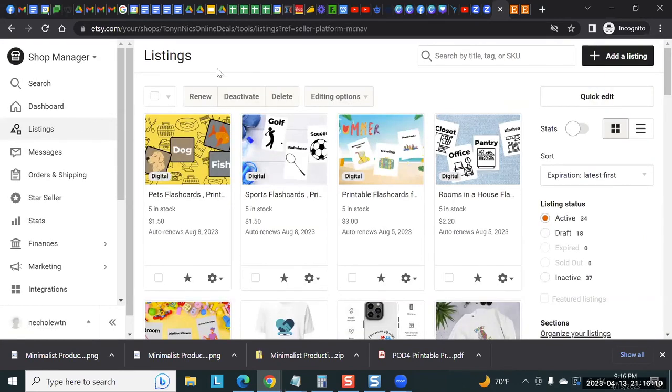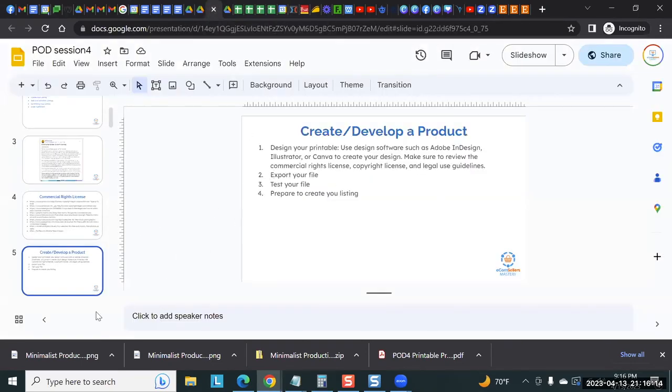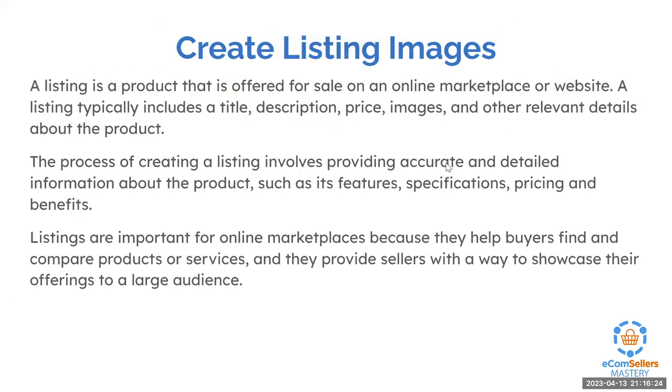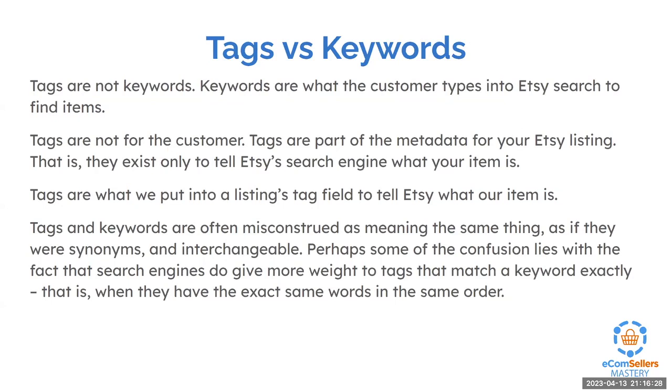Inside of the training, I talk through the listing process at a high level. After I create the listing, some of the things Etsy is going to be looking for are my listing images. I do want to point out the difference between tags and keywords. Tags are not keywords. Keywords are what customers type into the Etsy search box to find items. So you do want to know what keywords people are typing into the search box.